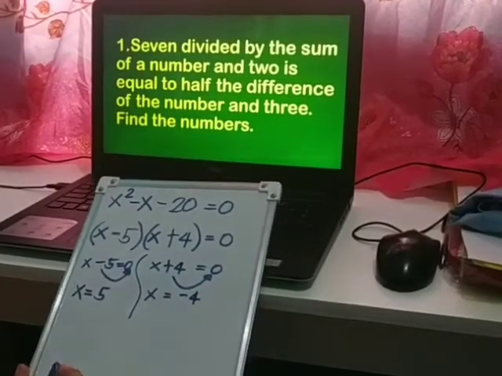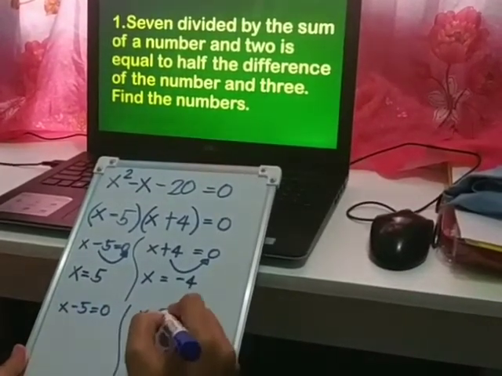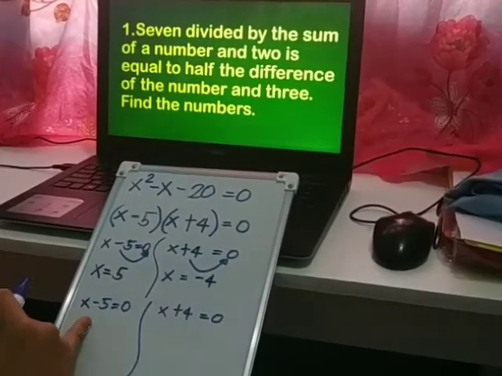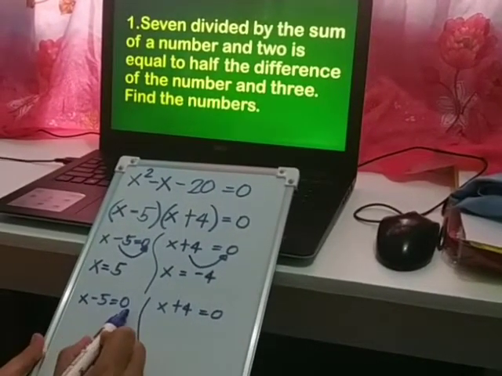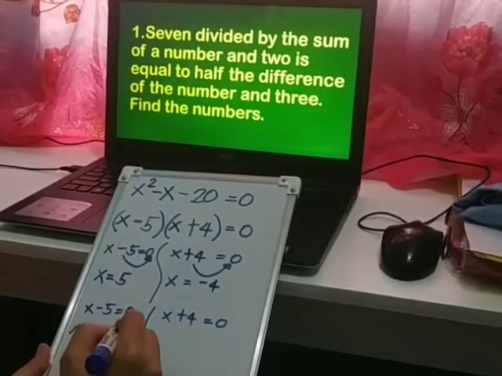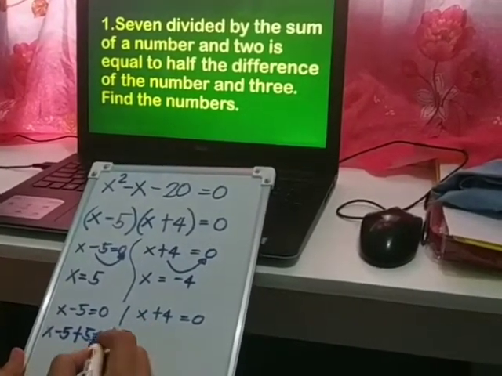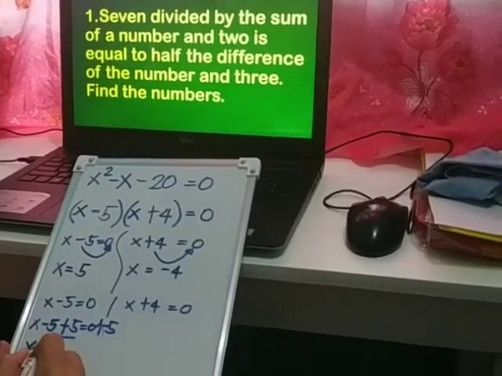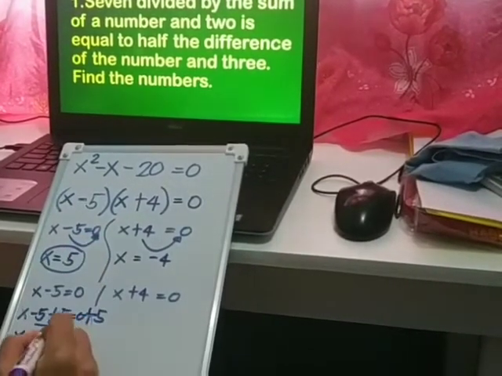The other way of writing this is x minus 5 and x plus 4. We'll do the addition property of equality. We have to add 5 here, and also another 5 here, so that this will become 0. So x minus 5 plus 5, and then we also add another 5. Okay? The negative 5 and positive 5 will become 0. So you need to write 0 plus 5 is 5. You still get the same answer.